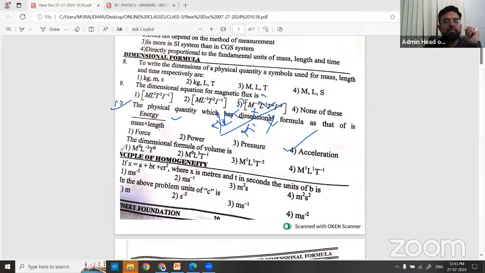Dimension formula of volume, the 11th one. Volume is nothing but length into breadth into height. That is L cube, M^0 L^3 T^0. What is given here? The 11th, not given here. The 11th one answer is not given here.